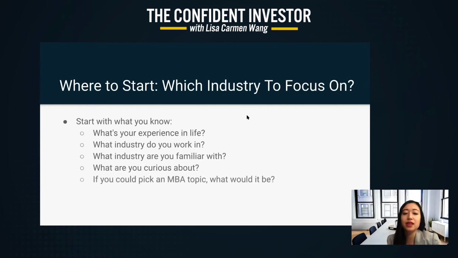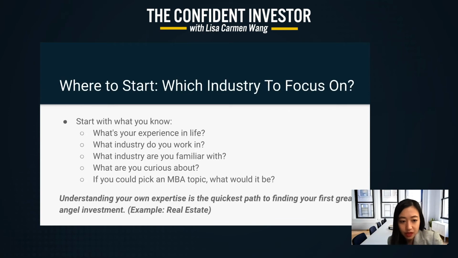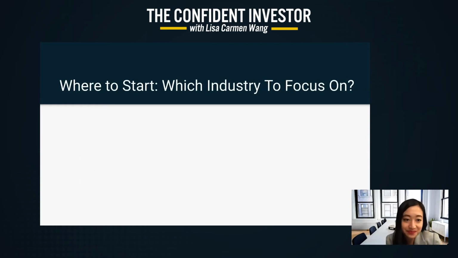And then later on, you can always branch out and say, well, if I could pick an MBA topic, what would it be? What would I be really, really curious about? And that's when you expand. So I always say, as an angel investor, start with your niche. And then later on, as you're growing that portfolio, follow your curiosity. So understanding your own expertise is the quickest path to finding your first great angel investment.